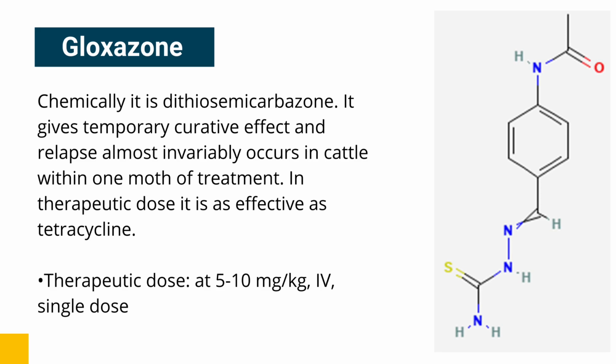Gloxazole. Chemically, it is known as dithiosemicarbazone. It gives a temporary curative effect, and relapse almost invariably occurs in cattle within 1 month of treatment. In therapeutic dose, it is as effective as tetracyclines. Therapeutic dose is 5 to 10 mg as a single dose.